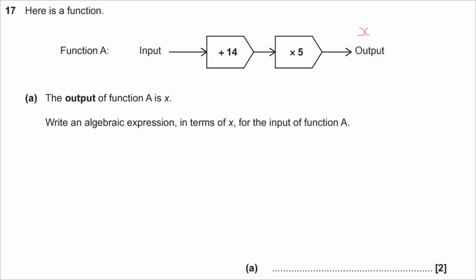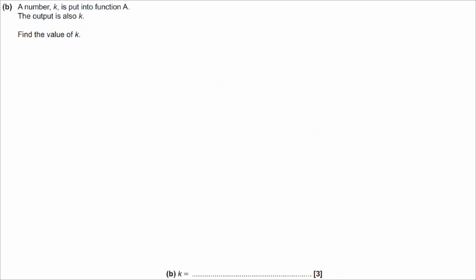Now, to get the input, you've got to go back in reverse. Okay, so you've got to go back this way. Opposite of timesing by 5 is to divide by 5. And then opposite of adding 14 is to take away 14 to get back to your input value. So to write an expression in terms of x for the input, we begin with the output of x. You divide it by 5, and then you take away 14. And that is your answer. So x divided by 5, take away 14.